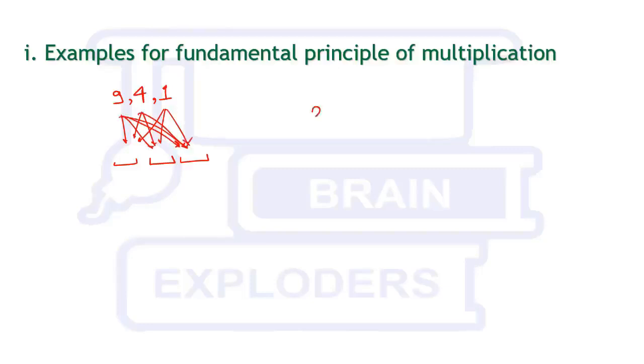So for every digit we have 3 possibilities. So 3 times 3 times 3, that is 27. Means there are 27 3-digit numbers in which either 1, 4 or 9 is used, or all are used, or only 4 is used, etc.